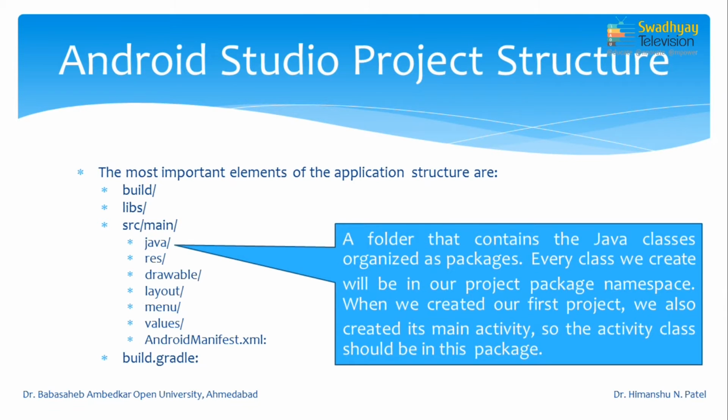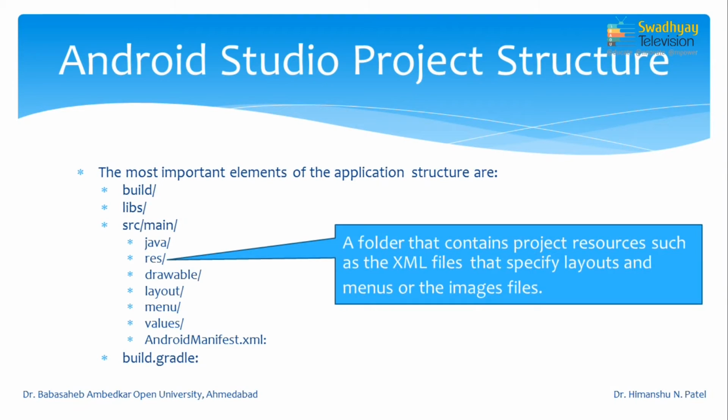Inside this there is a subfolder called java. As I mentioned, it stores all the Java classes organized inside packages. So every class you create will be in the project package namespace. For example, if I am using baou.edu.in as a project name, then there is a folder called baou. Inside that there is a folder called edu, and inside that there is a folder called in, and inside in there are the class files. So in the src main java subfolder, the Java classes are stored in package order.